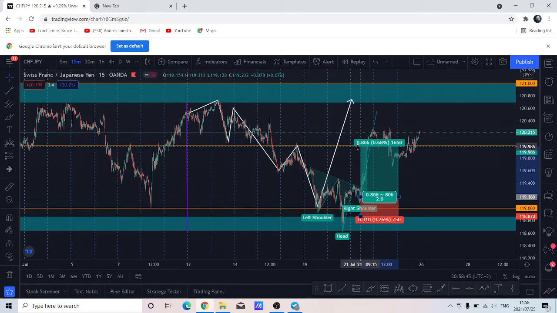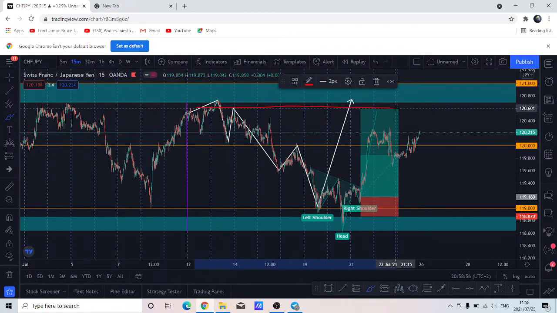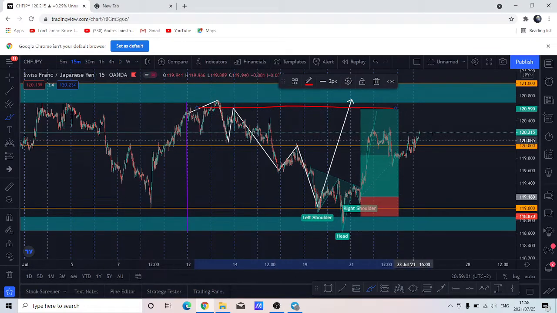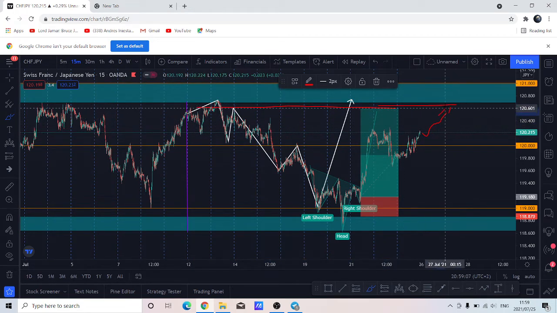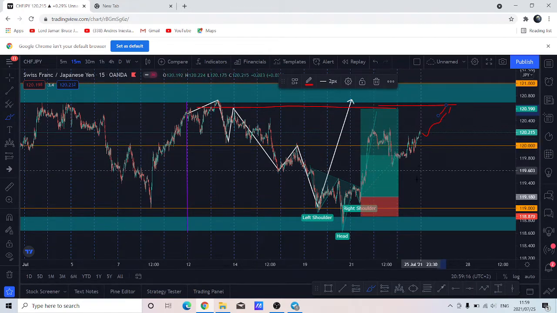Obviously, my first take profit was at this round number here. My second take profit is here, below this resistance zone. So obviously I'm still holding for the market to come here and hit my second take profit. But on this one, I was using another broker to hold this trade. On my other broker, all my trades are closed.